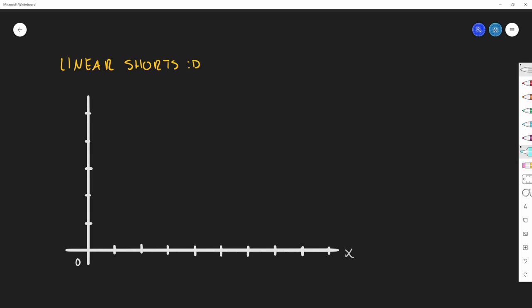So you have X here, you have Y here. And so let's say we're going to plot a point. 1, 2, 3, 4, 5, 1, 2, 3, 4. Okay, cool. So let's say we plot the point 5, 4. So this is the plot of 5, 4 in this coordinate system.